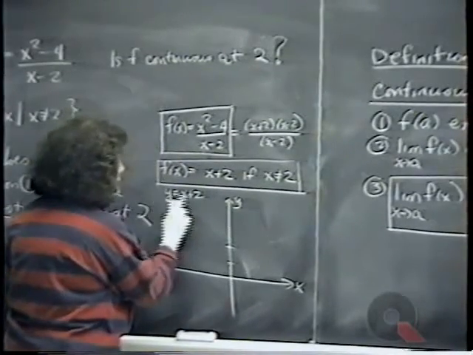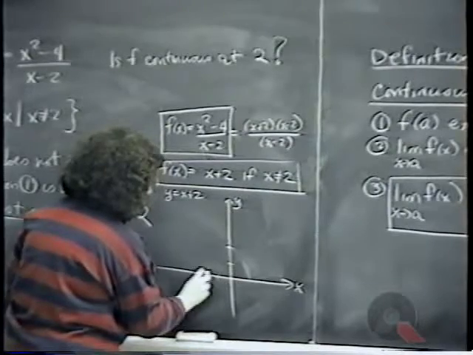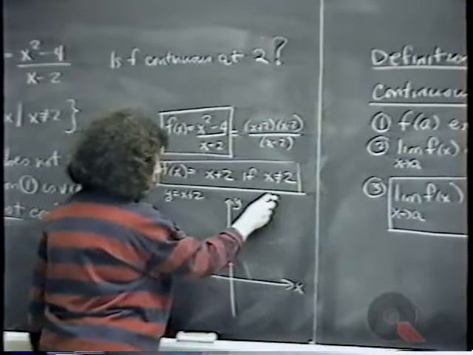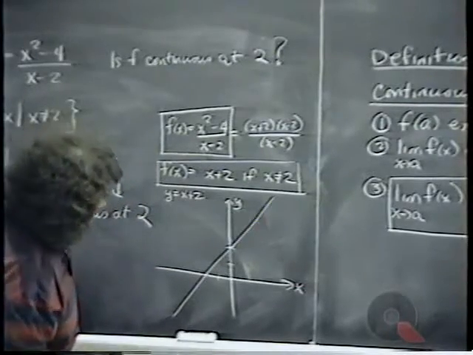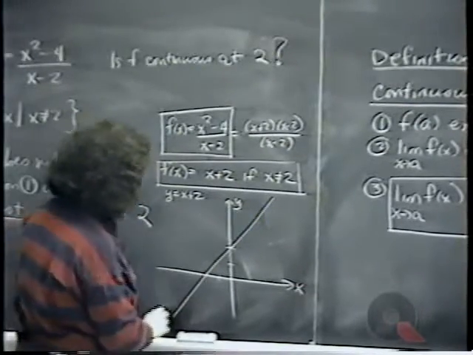And if y is 0, x would be minus 2. Okay, it would be a straight line. Look something like that. It's supposed to be a straight line. Have a little imagination here.